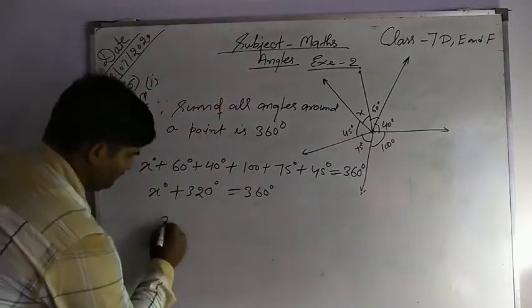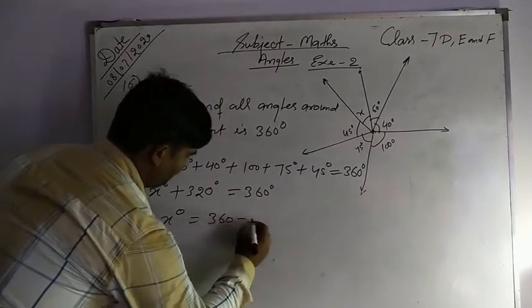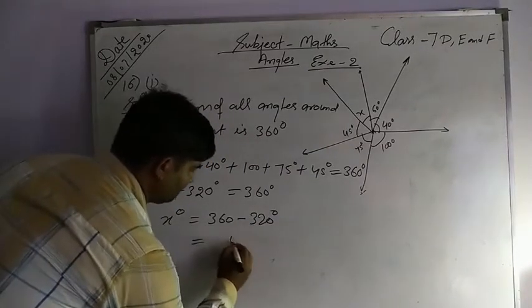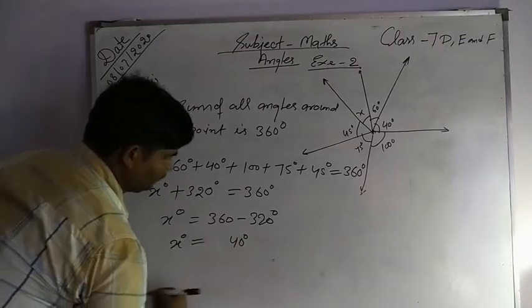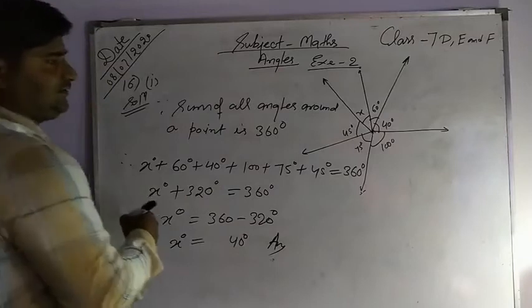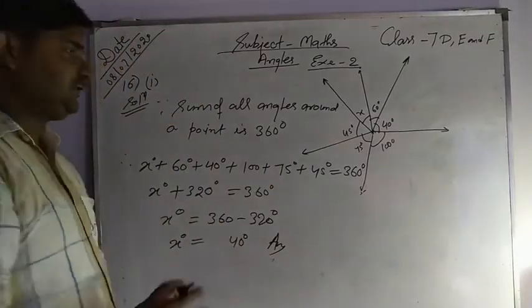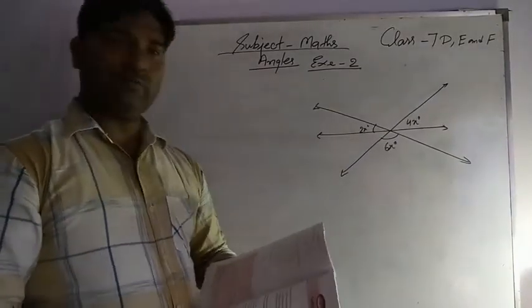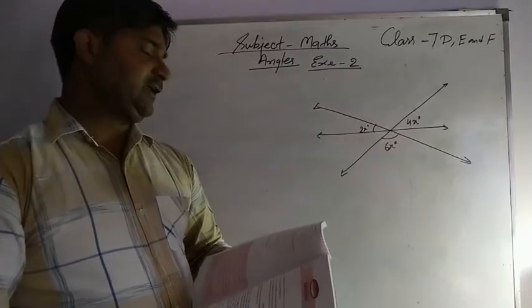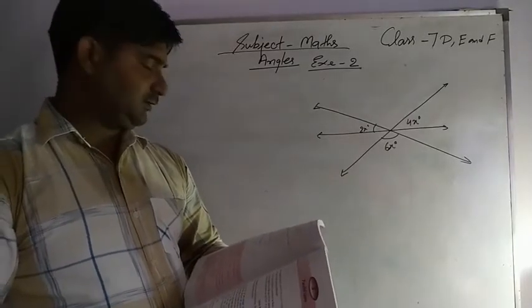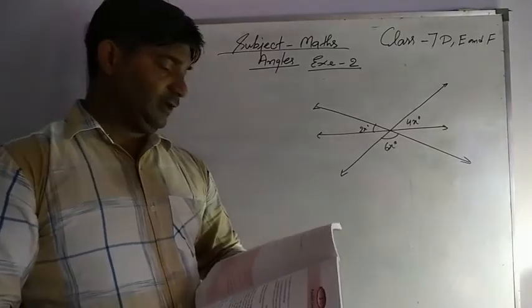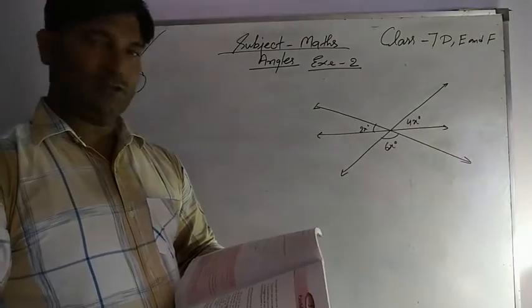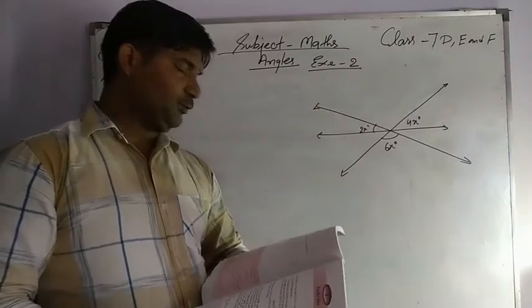Okay, now we transfer this one. Subtract this one. x is equal to 40 degree. And this is the answer of the question. So like this you can solve the next part of the question. Now question number 17. Name all pairs of the vertically opposite angles. So you can do these questions, and in the given figure find the value of x, z and u. You can also do that.